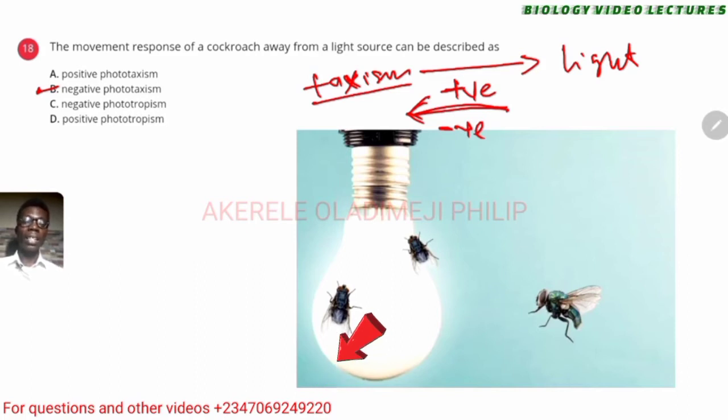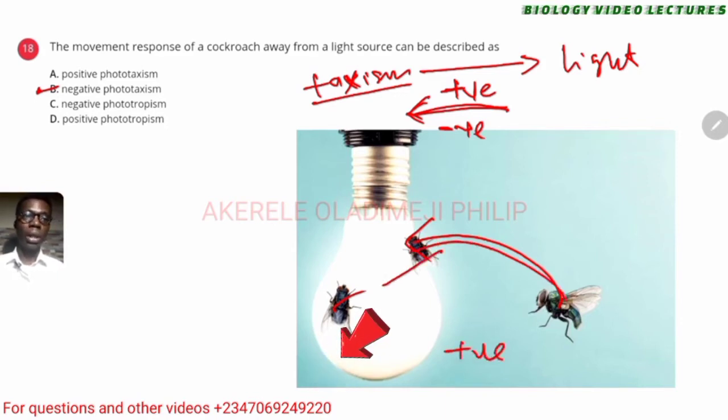So this is what we have here. These are insects moving towards light. So this one is going to be what? Positive, because they're moving towards the light bulb there.